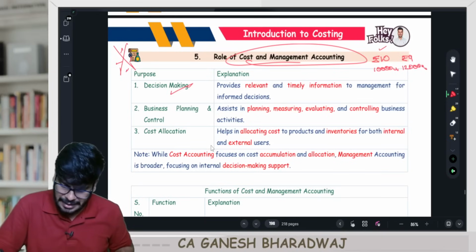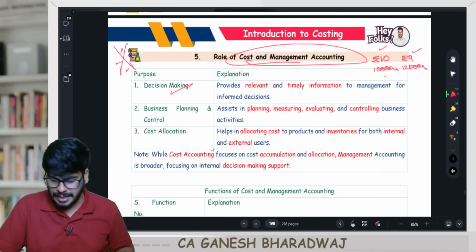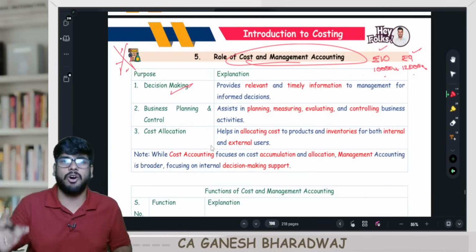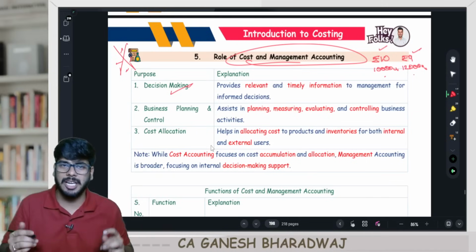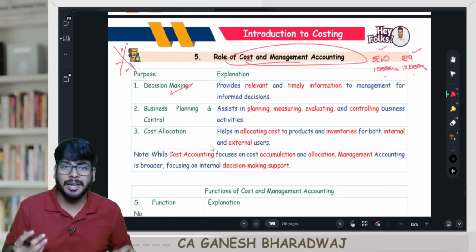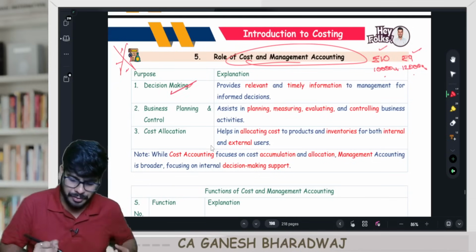Now, should I fix my selling price at 10 and sell 10,000 units, or should I fix my selling price at 9 and sell 12,000 units? It depends. For every alternative, you need to prepare an income statement and go for that alternative that gives you the maximum amount of profit, right? Now, you are choosing between multiple alternatives. This is an example of decision making.